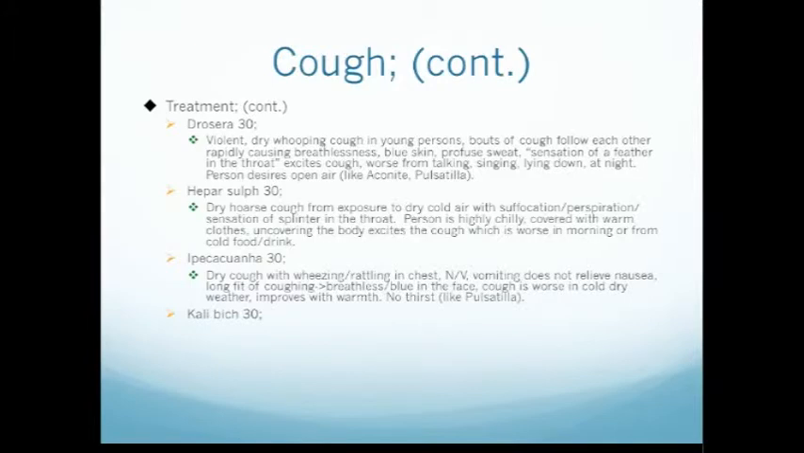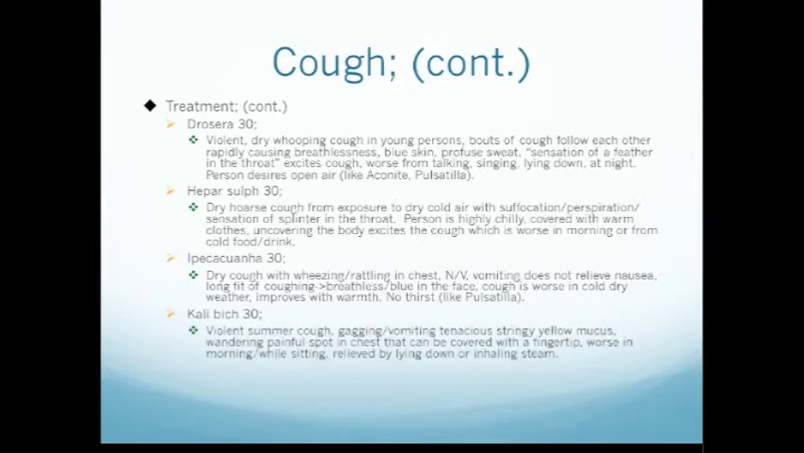Kali bichromicum 30. This is good for a violent summer cough that causes gagging and vomiting with tenacious, stringy yellow mucus. There's a wandering, painful spot in the chest that can be covered with a fingertip. This cough is generally worse in the morning while sitting, and it's relieved by lying down or by inhaling steam.